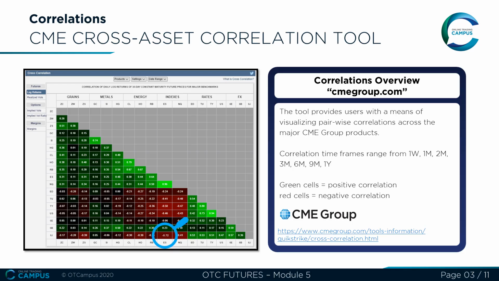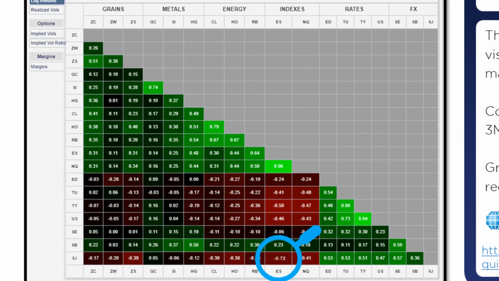If you go to the CME Group's website, you can use the displayed link. One of the tools that's available for you to view is a tool called the Cross-Asset Correlation Tool. And it takes into account the pricing and trading behaviors between the major CME futures products listed across both the vertical and the horizontal axis.